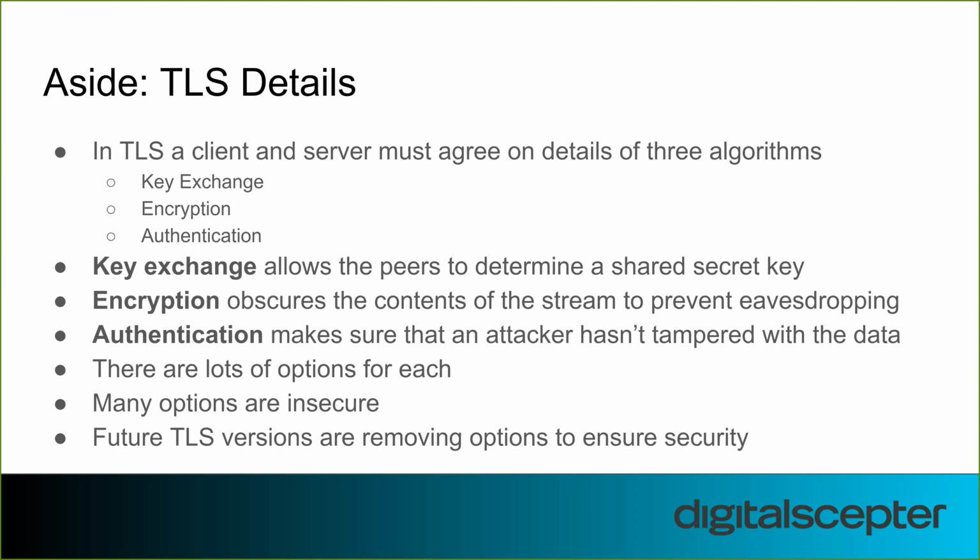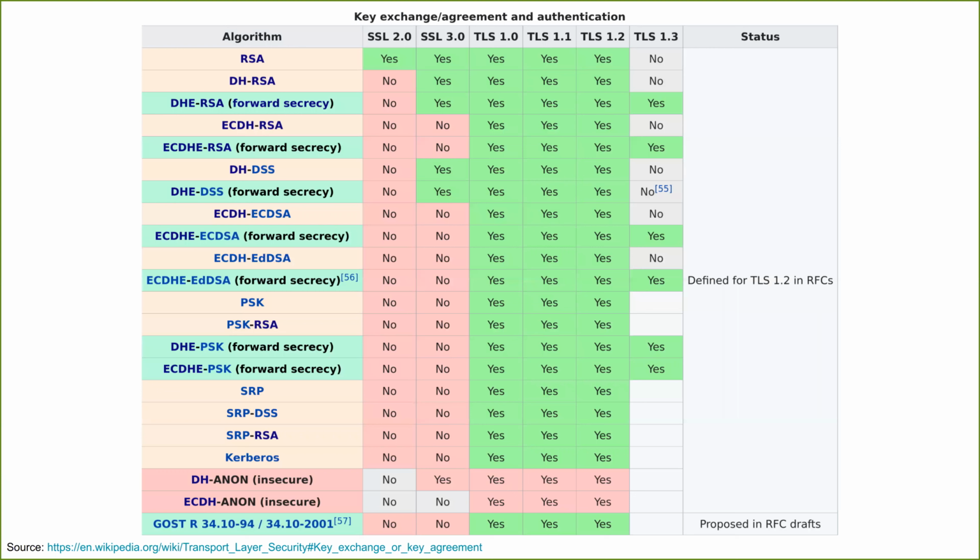Each of these algorithms has a lot of options, and the trouble with that is that most of these are insecure. This has been a problem for a little while now, but effectively it's gotten so bad that future TLS versions are just straight up removing a lot of the options. That way you won't have the ability to configure these incorrectly, because there will only be sane, correct defaults. So let's take a look. This is stuff you definitely don't need to know, but it's an interesting thing to see.